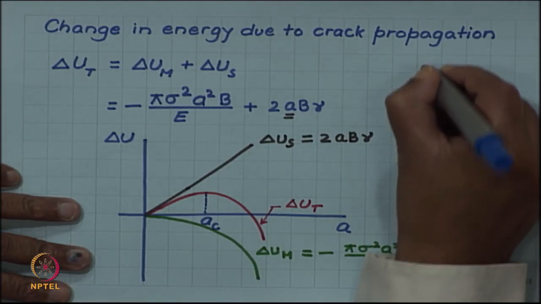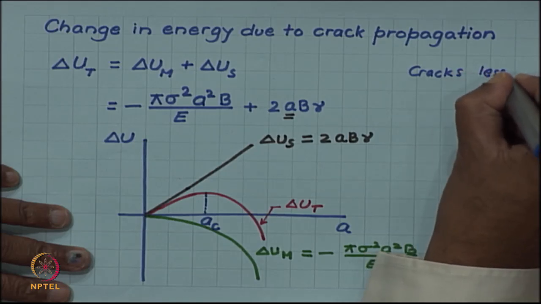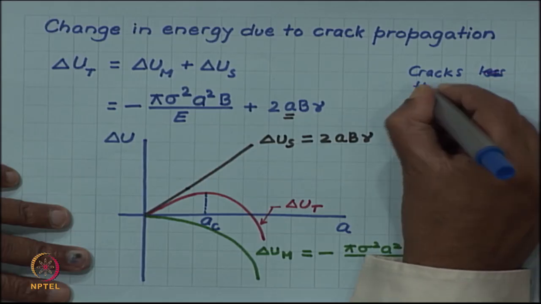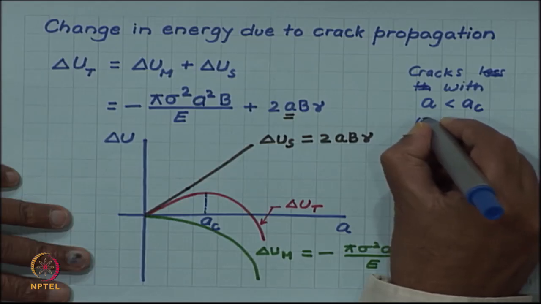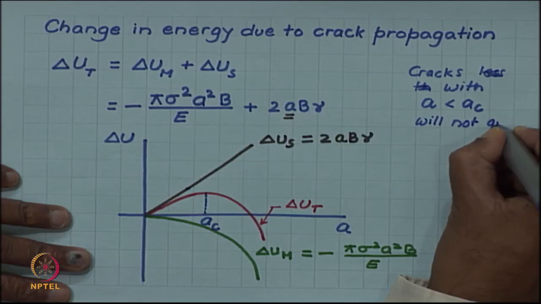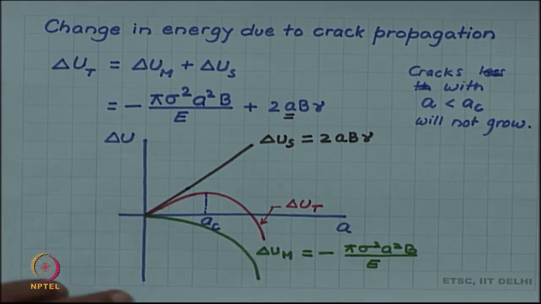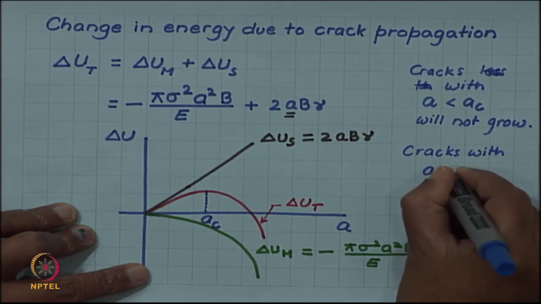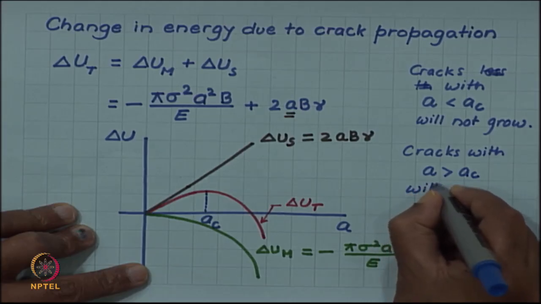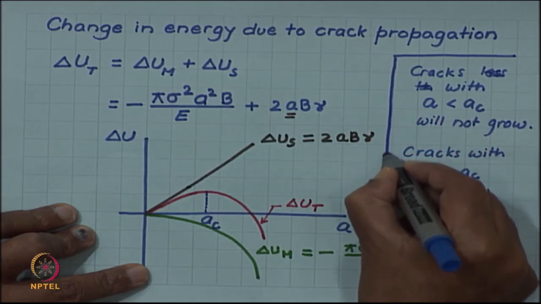So, cracks with A less than A c will not grow. Whereas, if you have a crack size larger than A c and you allow it to grow, you can see that the energy of the system will now drop along the red curve. So, cracks with A greater than A c will grow. This is a very important conclusion from this analysis.